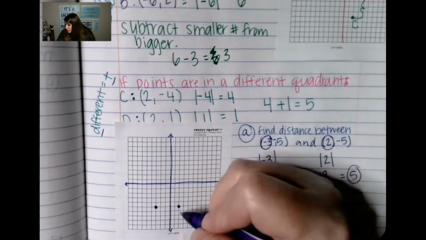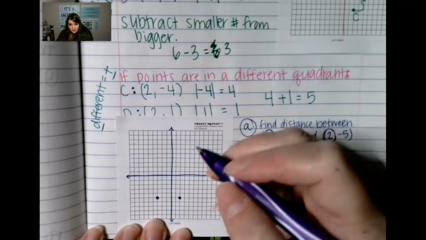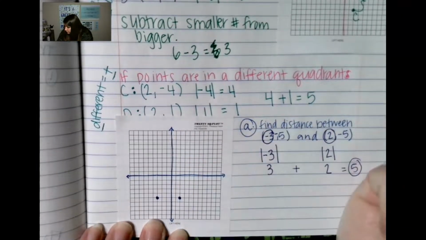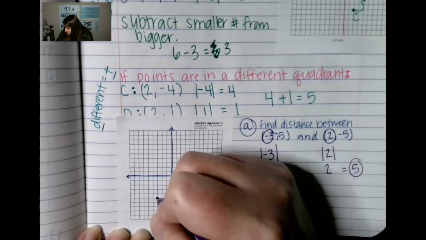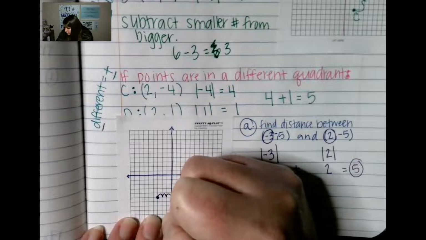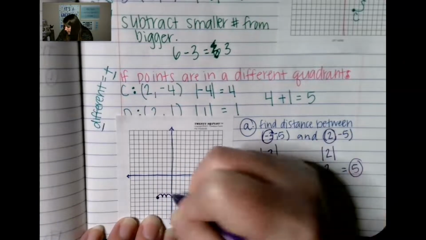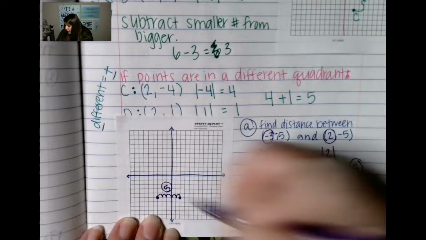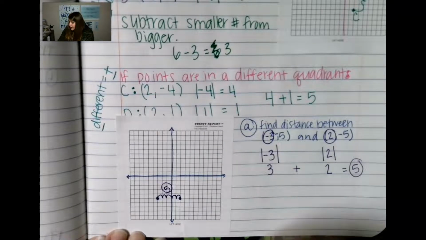I can also come over here and I could just count how many jumps it takes to get from one to the other. So negative 3, negative 5 is the first one. So I'm going to jump. 1, 2, 3 jumps here, 4, and 5. So it took a total of 5 jumps. This looks like a person with hair right now. Okay, let's do another example.